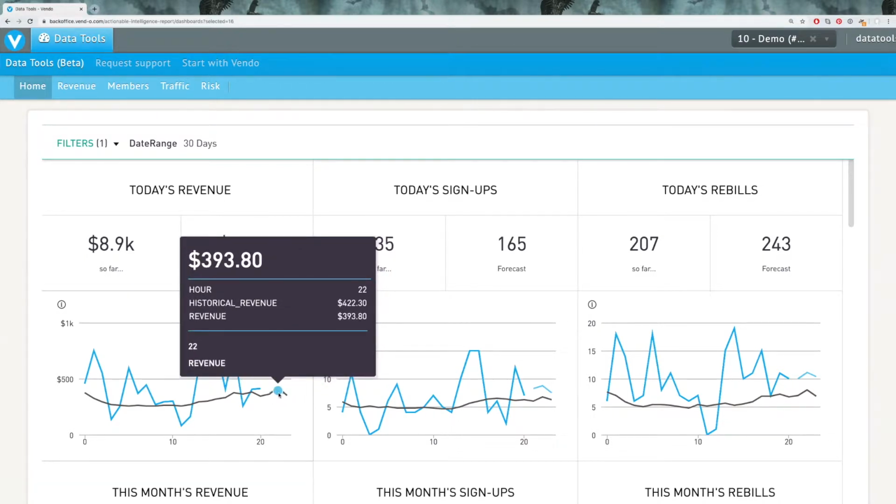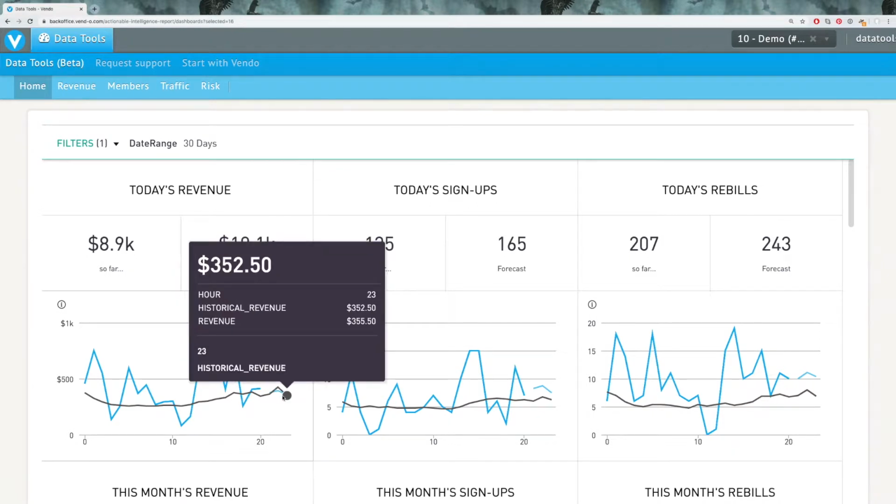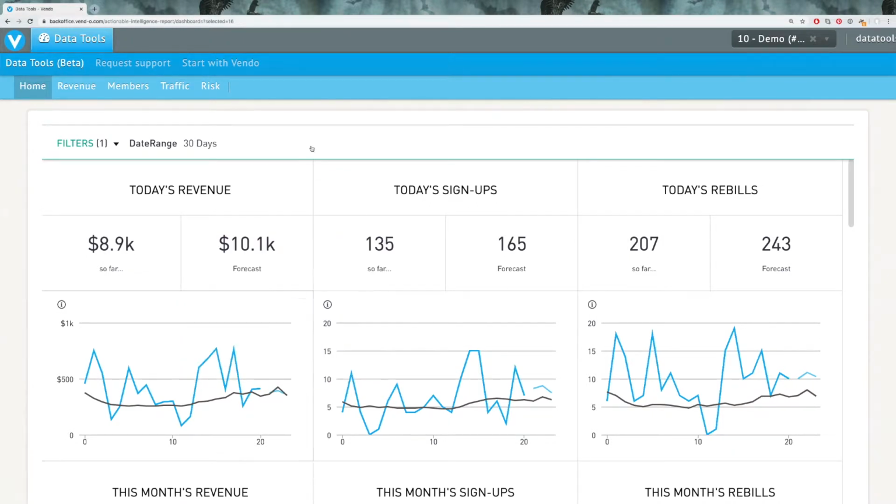Those differences are driven by a machine learning approach that helps us take into account all of the data that we have about your business and about the industry and make an accurate forecast about what's going to happen. So in today's revenue, you've got about 9,000 so far. You're going to end up with 10,000 roughly for the end of the day. For the signups, 135. You're going to end up at 165.